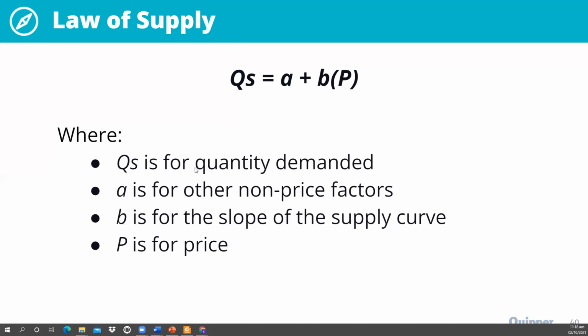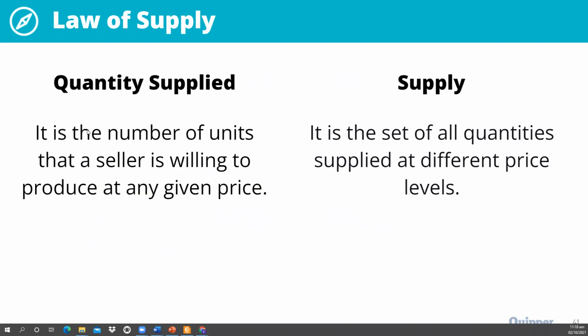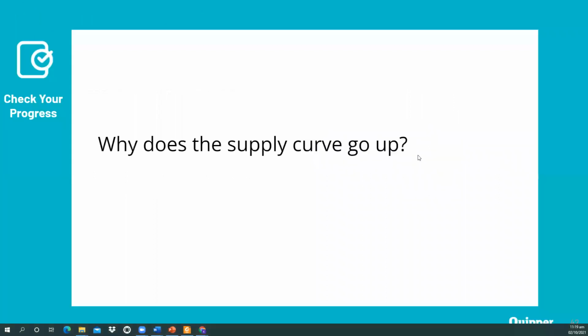Okay? So QS is the quantity supplied. And then A is for the non-price factors. B is equal to the slope of the supply curve. And then P is for the price. So again, yung QS dito dapat quantity supplied. So when we say quantity supplied, it is the number of units that a seller is willing to produce or to supply at any given price. Yung supply naman, it is the set of all quantities supplied at given price levels. Okay, so why does the supply curve go up?